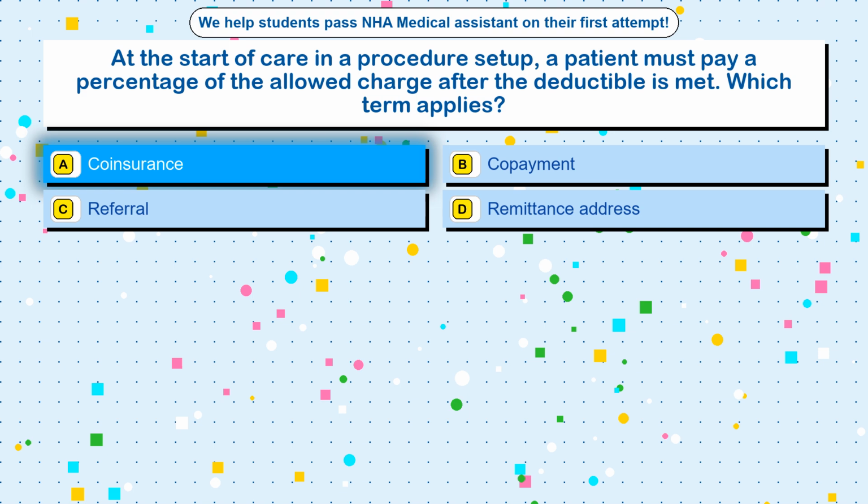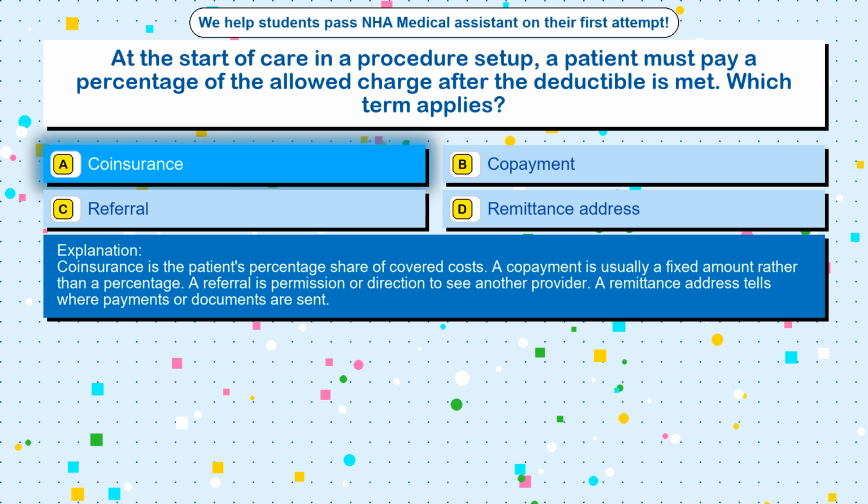Coinsurance. Coinsurance is the patient's percentage share of covered costs. A copayment is usually a fixed amount rather than a percentage. A referral is permission or direction to see another provider. A remittance address tells where payments or documents are sent.